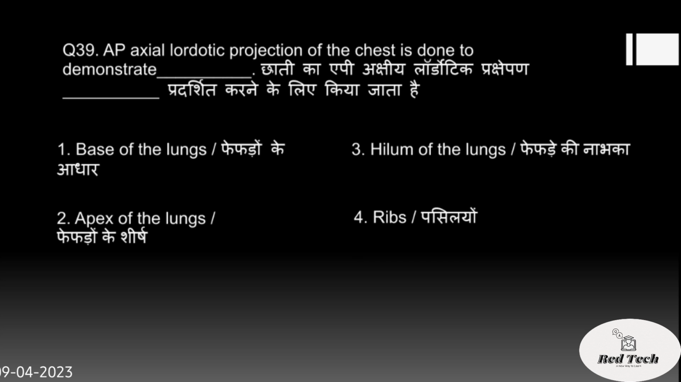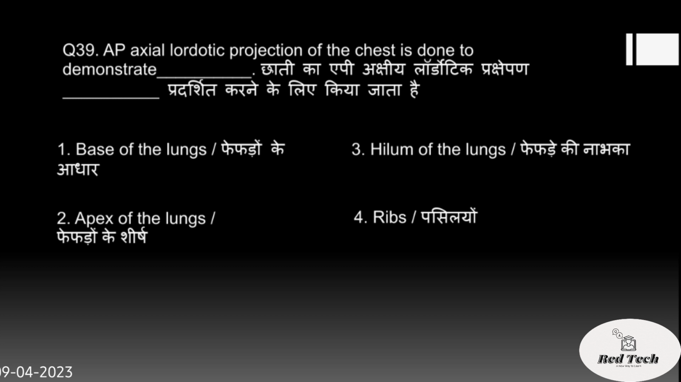Option number 39. AP axial lordotic projection of the chest is done to demonstrate what? Why do we do the AP axial lordotic projection? What does it demonstrate? The options are: base of the lungs, apex of the lungs, hilum of the lungs, and ribs.